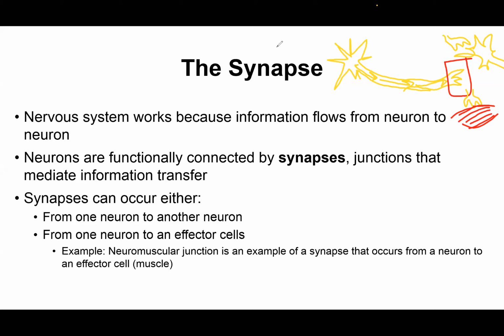But let's continue. So this synapse can either occur from one neuron to the next neuron, or maybe from the neuron to an effector cell like a muscle cell. And we talked about the neuromuscular junction already. So that should give you a good idea as to what I'm talking about when I'm saying the synapse. The nervous system only works because information can flow from neuron to neuron or neuron to effector. And the synapse is just this functionally connected area that mediates the transfer of information from the neuron to either another neuron or to an effector cell.